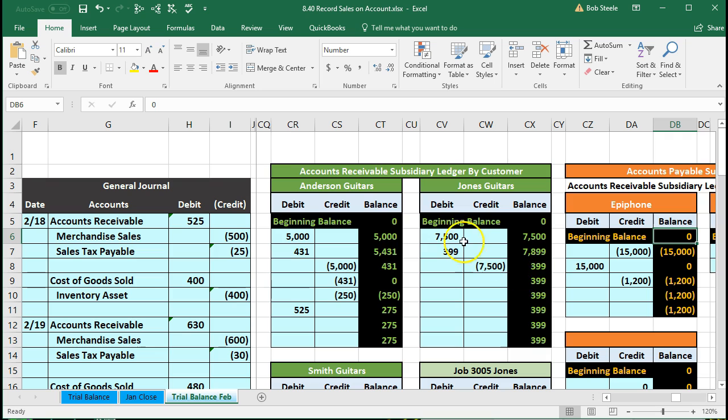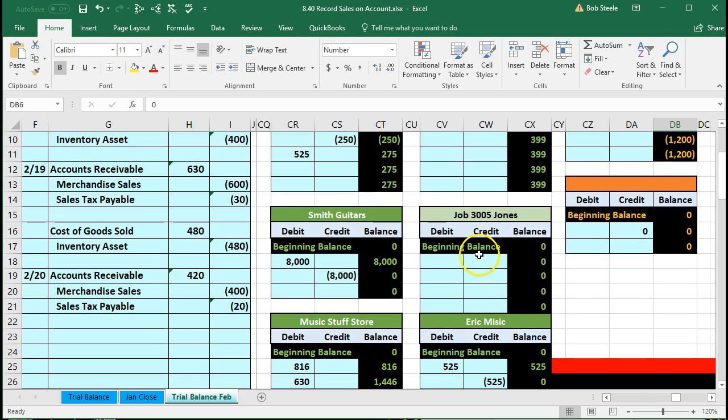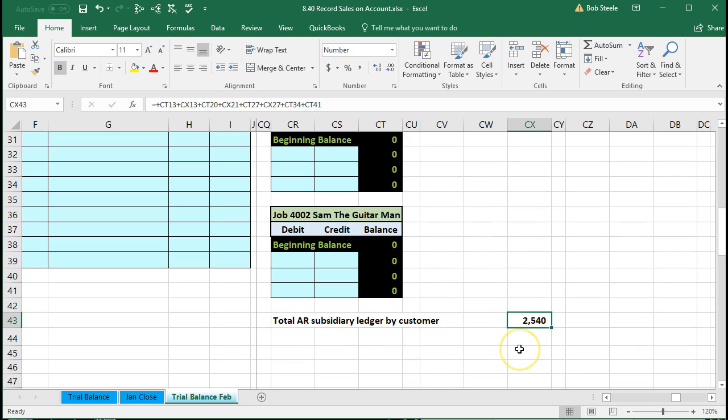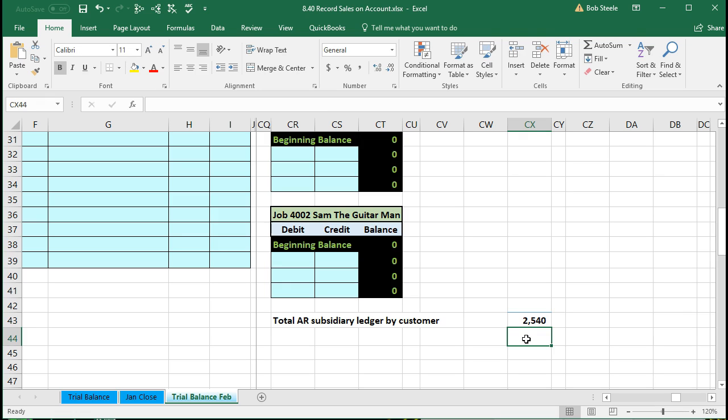There it is. It's in cells CR to CX. We're looking for Smith Guitars. All right, there's Smith, and we're going to be in CR20, and we're just going to pick up that same 420 in CR20 by saying equals in CR20 and pointing to the 420, increasing the balance from 0 to 420. Then we're going to scroll down, and if I check that amount, 2,540, that's what all the customers owe us. If we add them up, that's what they all owe us together.